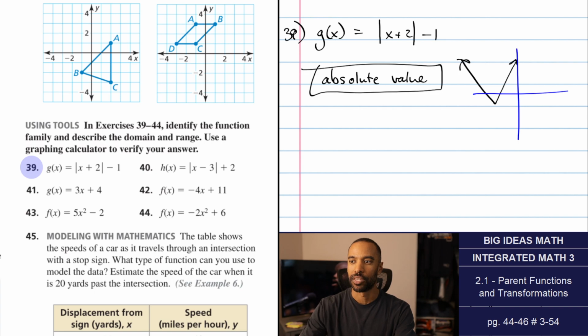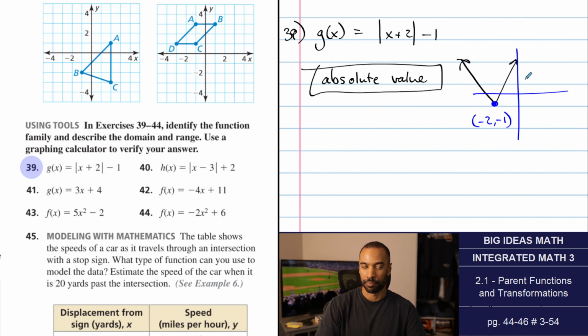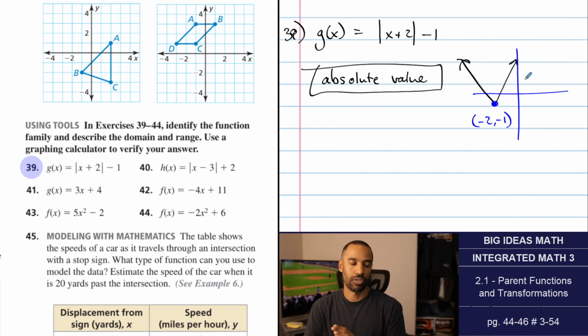So this is our new graph based off that thing here. This is at -2, -1. The important part for range is the y value that we bottom out at. So I won't use a graphing calculator, I guess, if I can do basic ones like this.